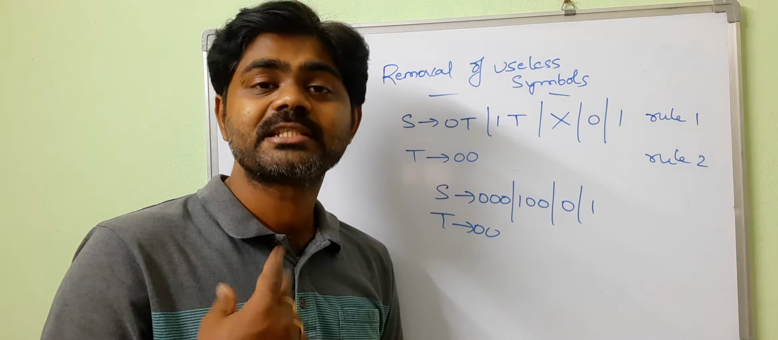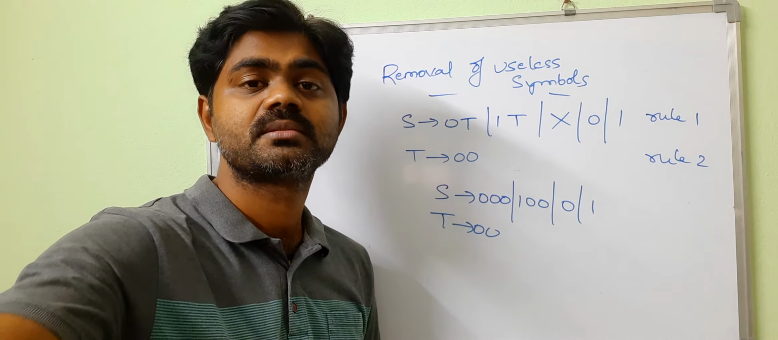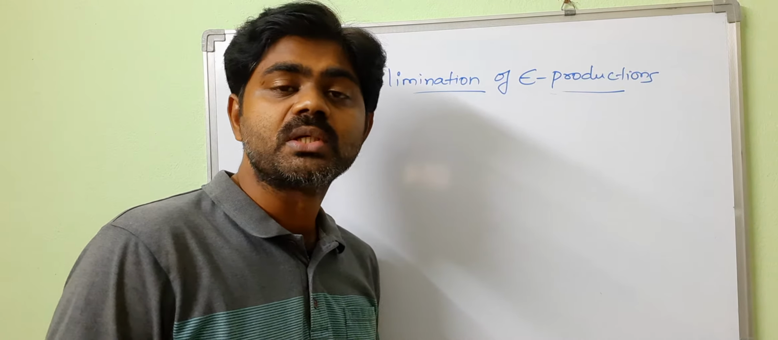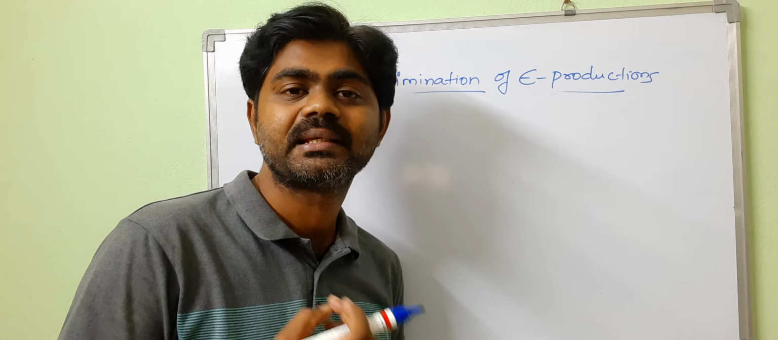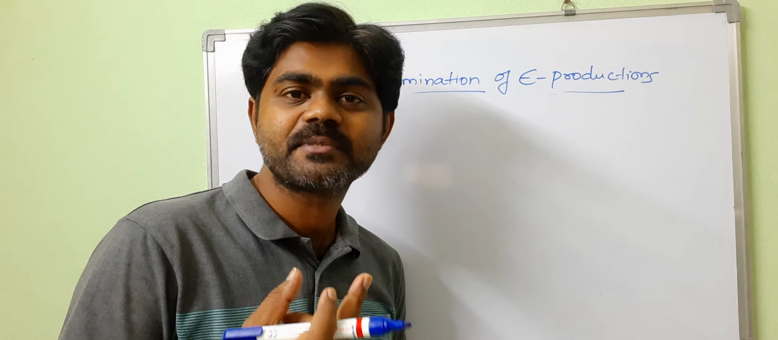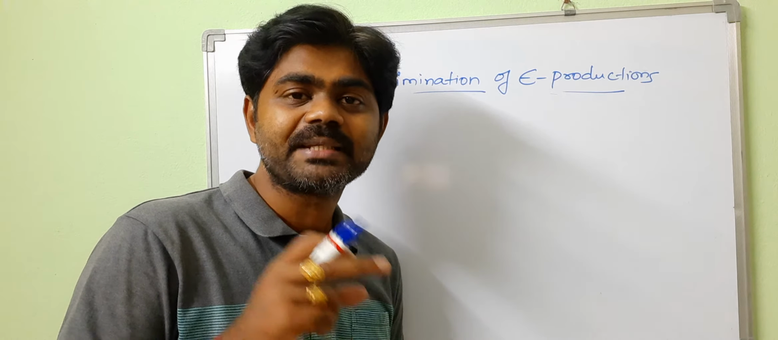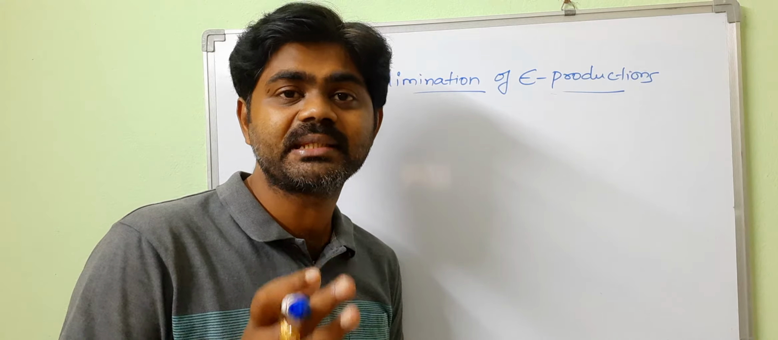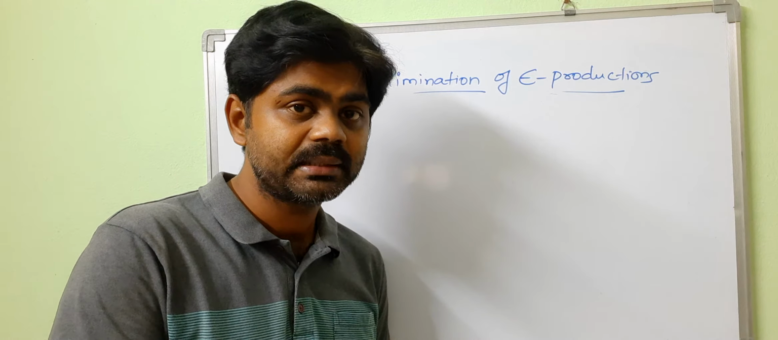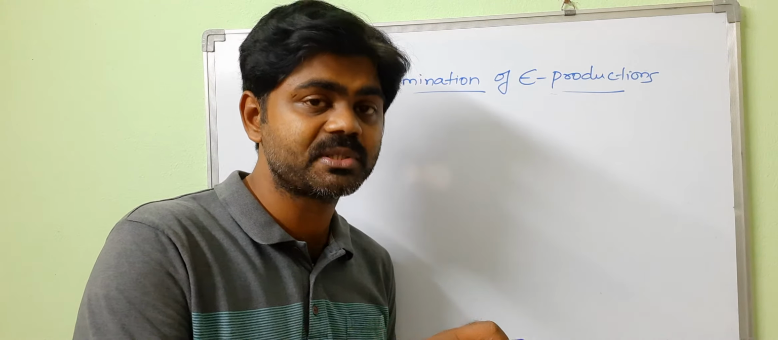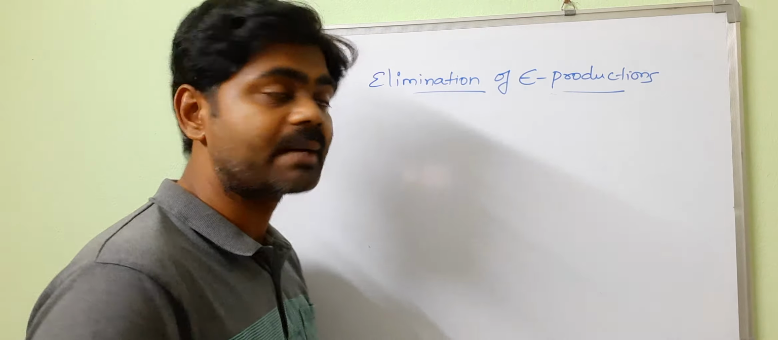And the next method is removal of epsilon productions. So what are epsilon productions here? Epsilon is nothing. So what if we have epsilon productions in our grammar? We remove that epsilon production from the grammar without changing the meaning of the grammar. So what does it mean? Removing the production which contains epsilon without changing the meaning of that grammar. So let's take an example here.